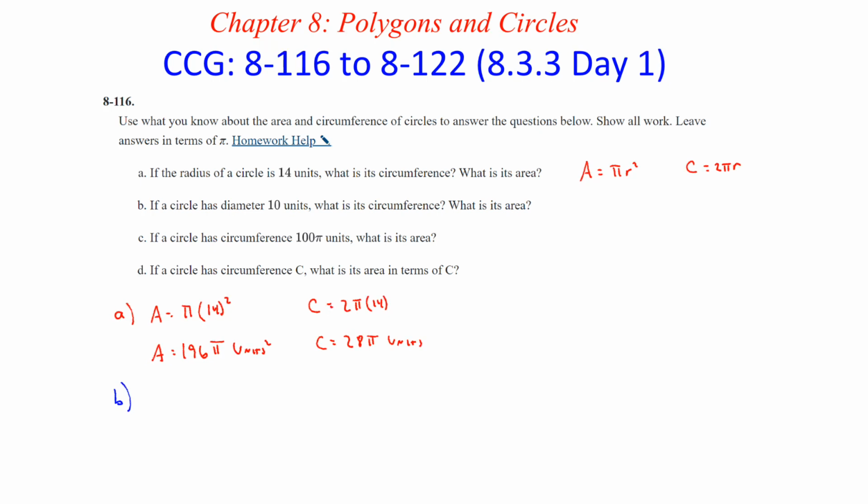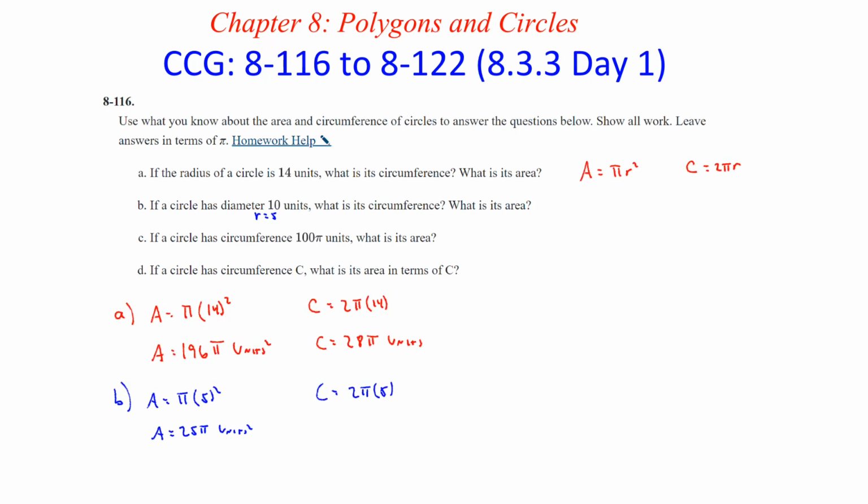Well, the diameter is now 10, so that means that the radius is half that, which is 5. So let's go ahead and work that. Area equals pi times 5 squared. So therefore the area on this one is 25 pi, once again units squared. And then the circumference is 2 times pi times r.